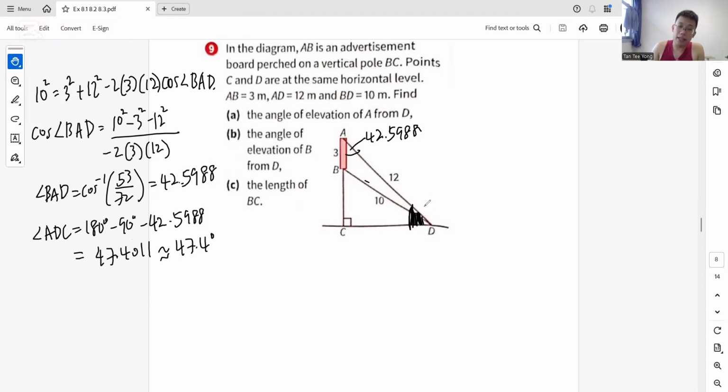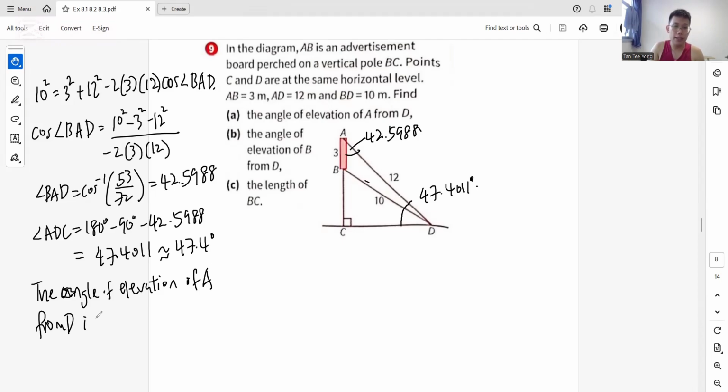So this entire part here is 47.4011 degrees. Because they ask for the angle of elevation, I think it's better to write a statement. So the angle of elevation of A from D is 47.4 degrees. Okay, so this is for part A.